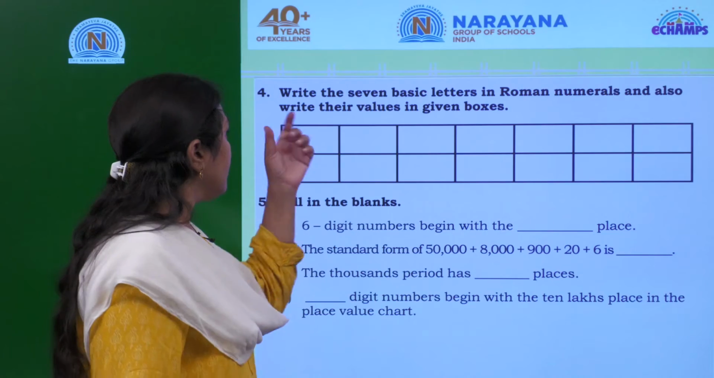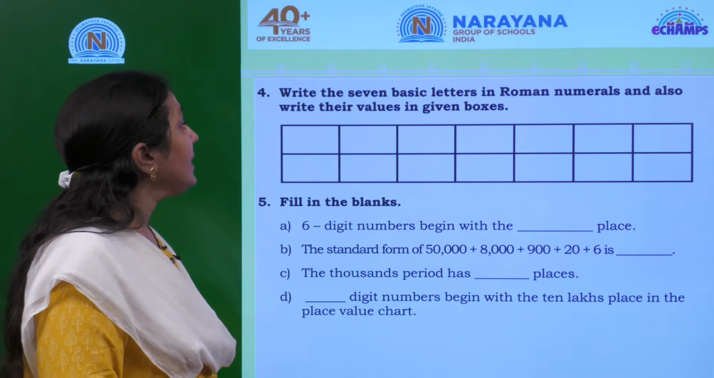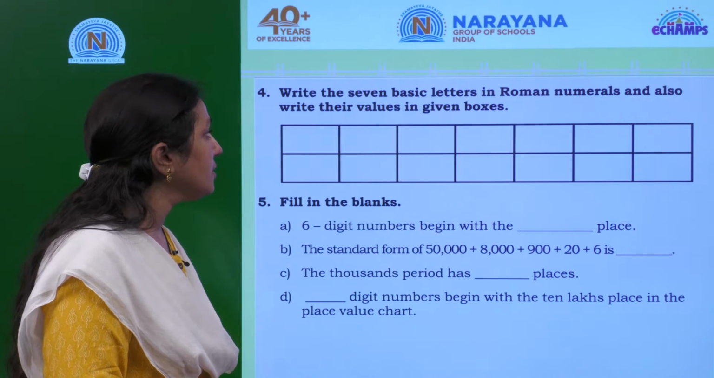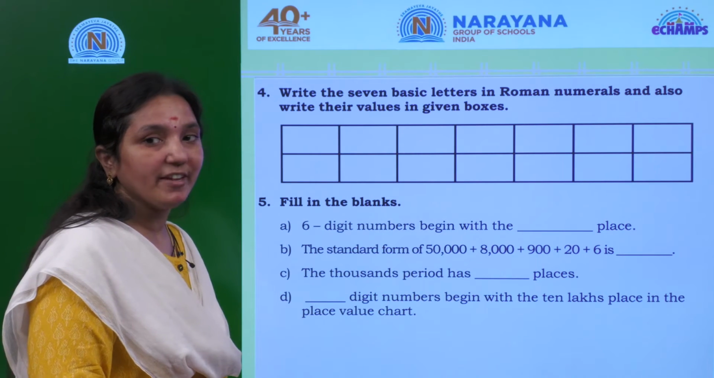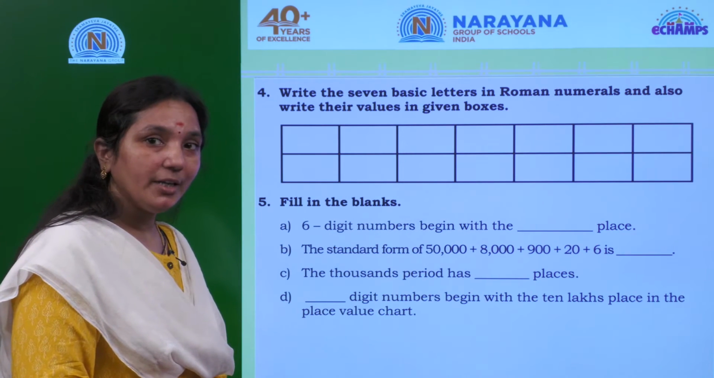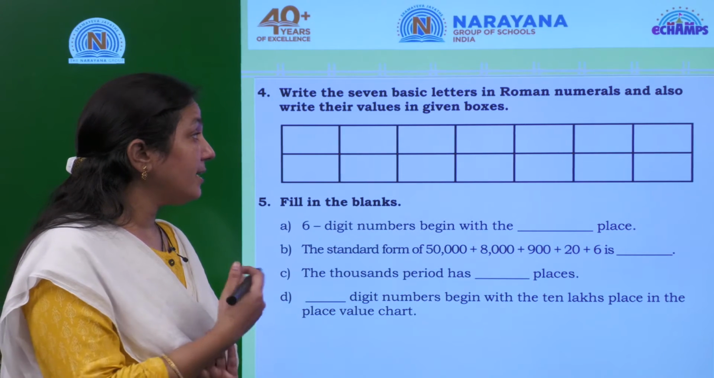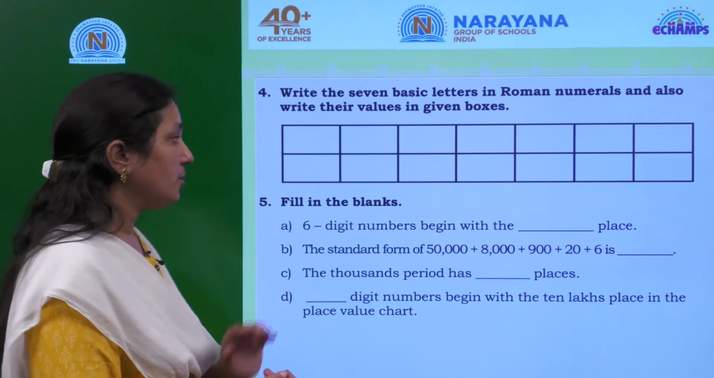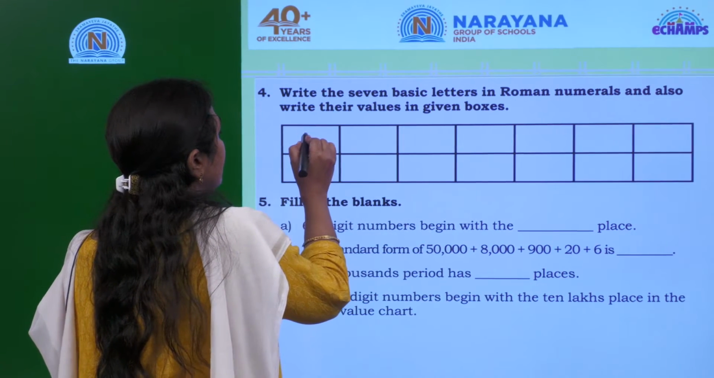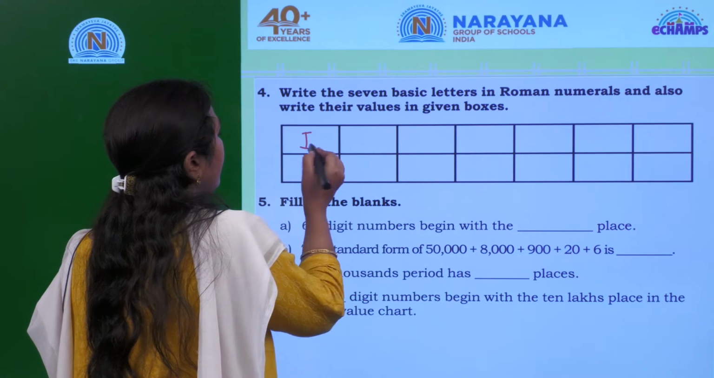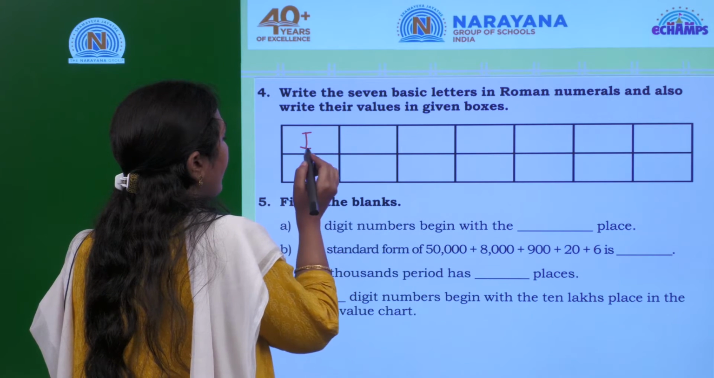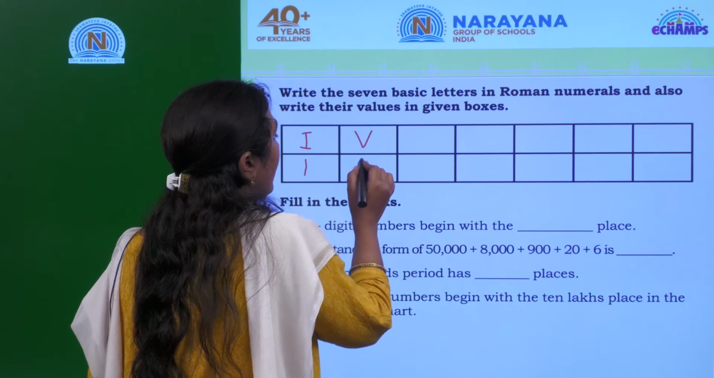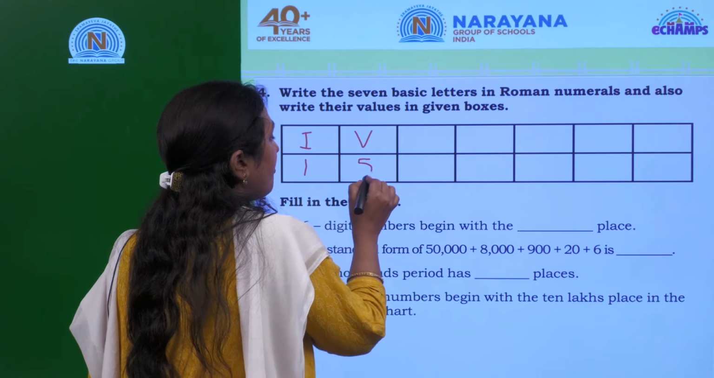Coming to next one. Next, fourth one is write the 7 basic letters in Roman numerals and also write their values in given boxes. So, already you learn how many basic letters are there in Roman numerals. We have 7. So, what are that? First one is I. The value of I is 1. And coming to next one is V. The value of V is 5.